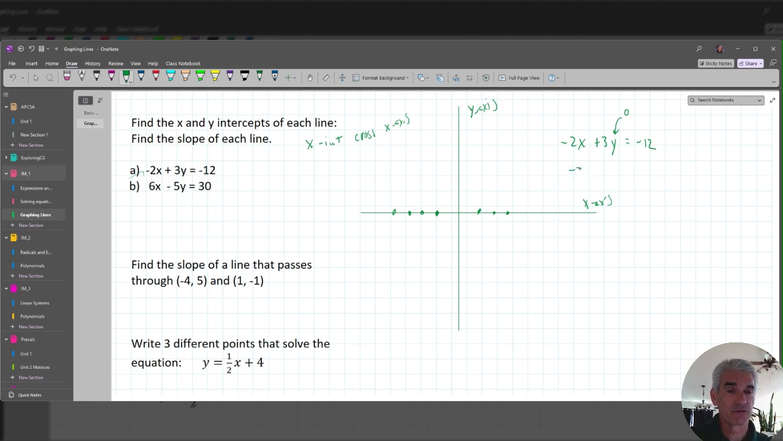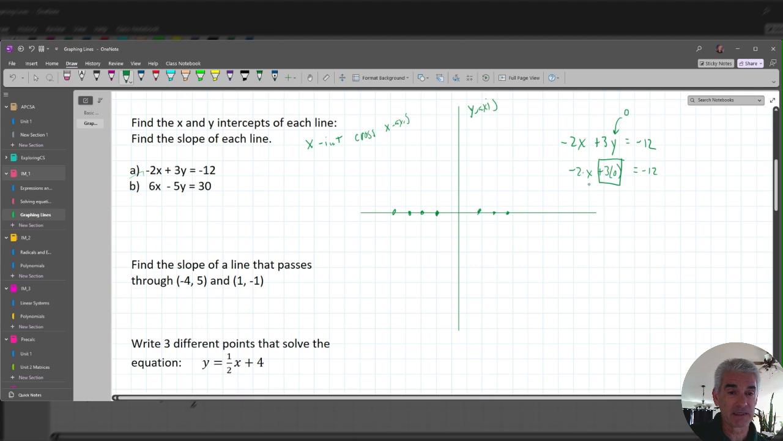So I'm going to have negative 2 times x, I don't know what x is, plus 3 times 0. So in place of y, I'm putting 0, equals negative 12. What's 3 times 0? 3 times 0 is 0. So negative 2x plus 0 is just negative 2x. The really nice thing about this is it speeds things up. Plugging in 0 is really nice when you're doing the math there.